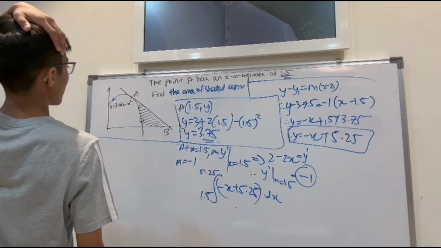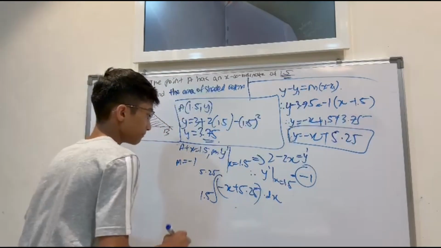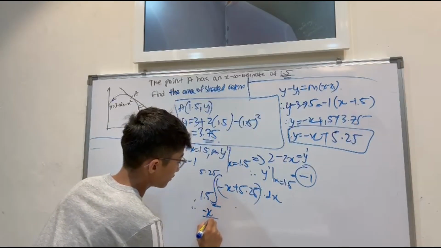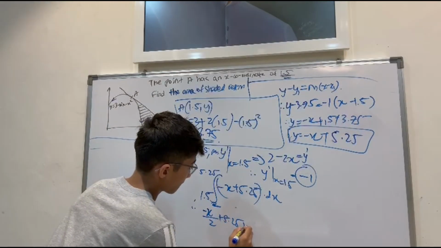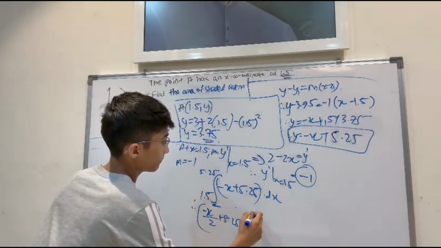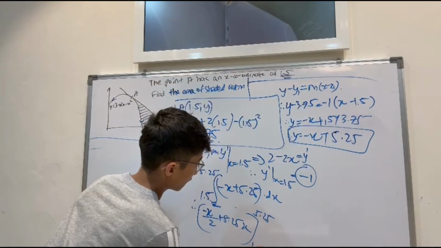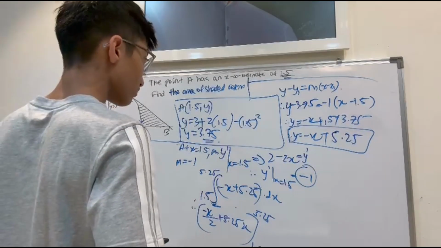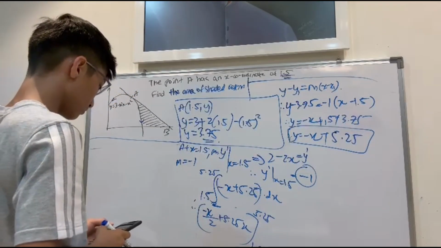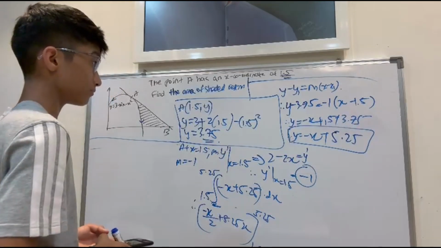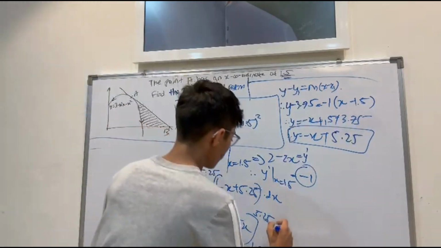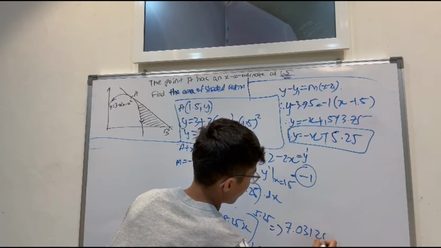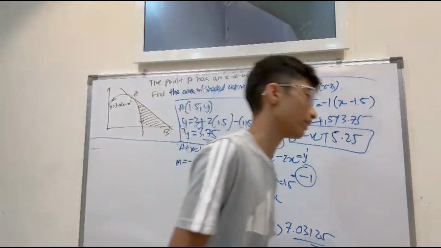We still have to find the area under the curve. So let's do this step by step. The integration of this would be minus x squared by 2 plus 5.25x with the limits 5.25 and 1.5. If I put this in the calculator, the answer is 7.03125. This is the area under the whole line.